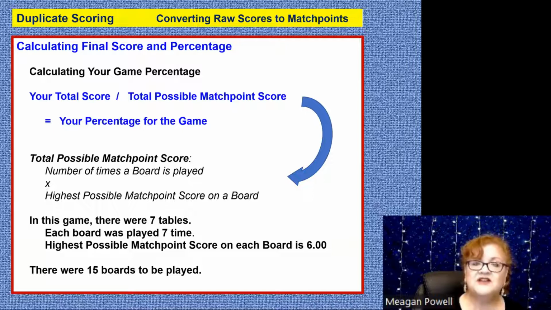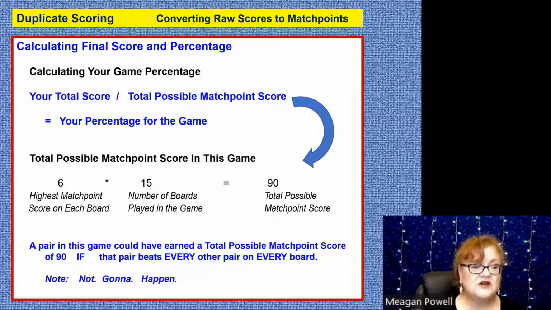We said we were in a 7-table game, right? I also said earlier that there were 15 boards in play. Our seven tables had to play a total of 15 boards. The total possible match point score is determined by taking the number of times a board is played, and a board is played seven times if we have seven tables. We multiply it by whatever the highest possible match point score could have been on the board. And then we come up with the total possible match point score.